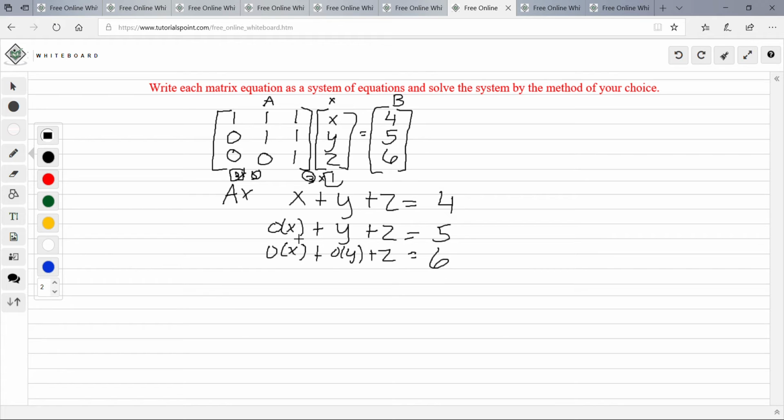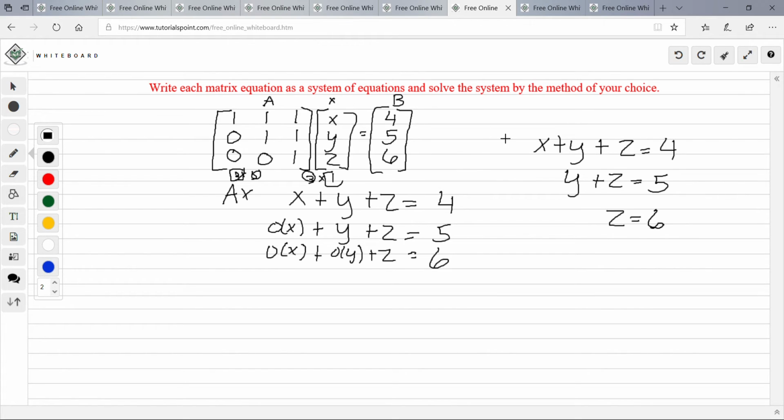Let me clean this up, I'll put it right here. It should be x plus y plus z equals 4. This is just a 0. 0 times x is 0, so we're just going to leave that blank. So it's going to be y plus z equals 5. And then this is going to be 0, 0, so this is going to be blank, blank. So I'm just going to let that be z equals 6. So this was really simple. We've got to find what x, y, and z are.